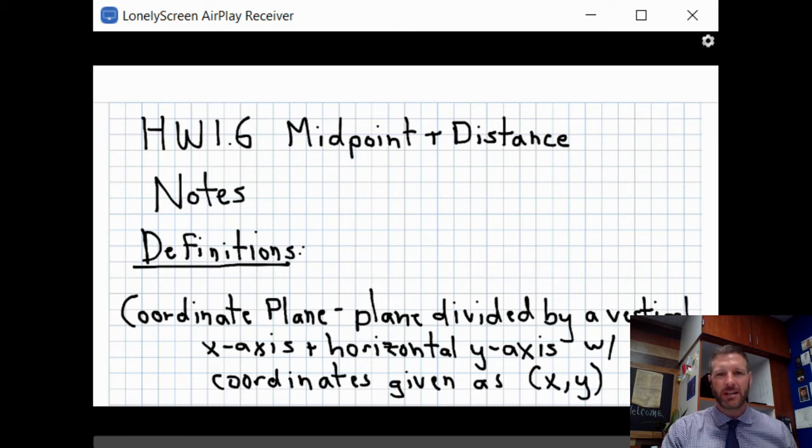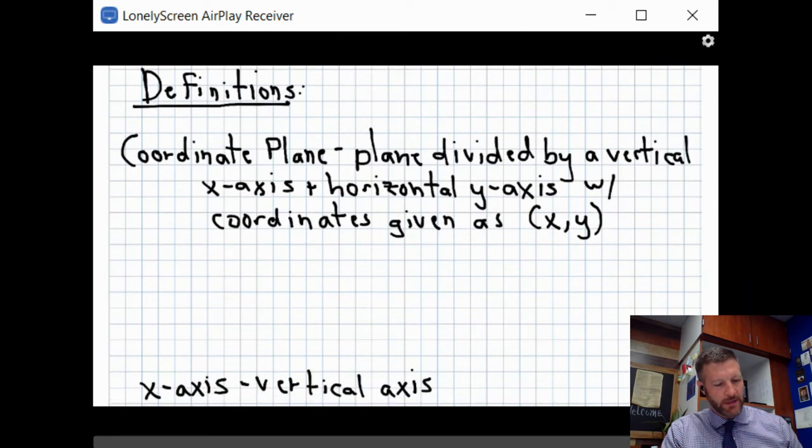So today will be your first chance you'll get to do your XY axes. So exciting stuff. Let's jump right into our definitions. First definition is the coordinate plane. So what do we mean when we say the coordinate plane? It's also known as the Cartesian plane. But as the definition here says, it's a plane, so it's a two-dimensional surface divided by a vertical x-axis and a horizontal y-axis with coordinates given as x, y.